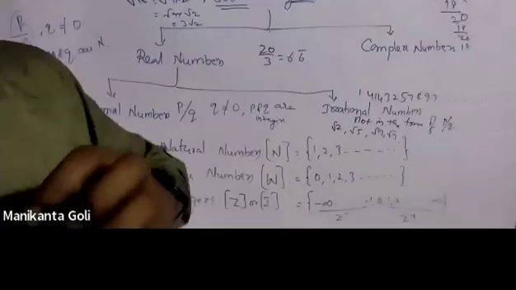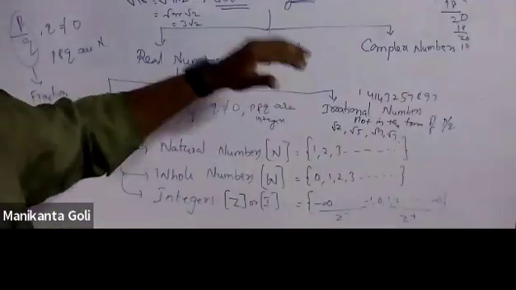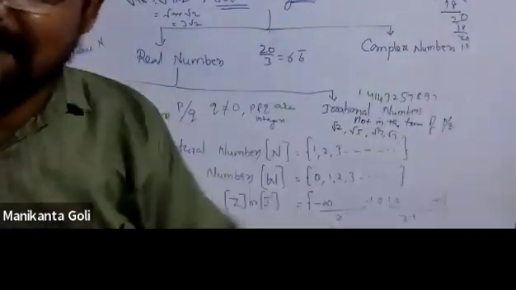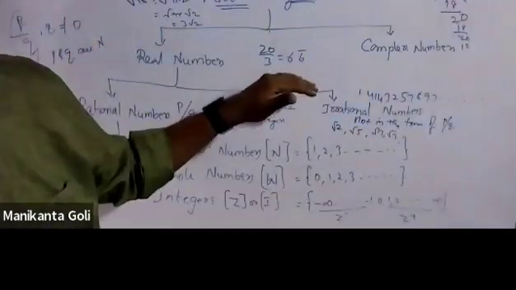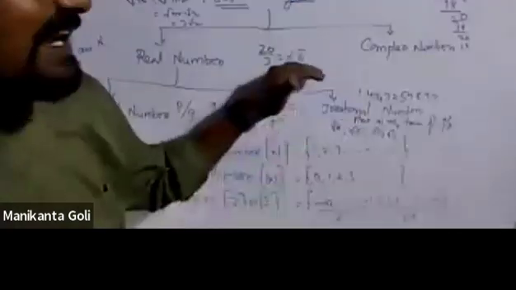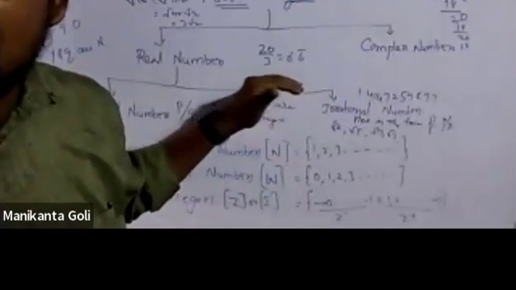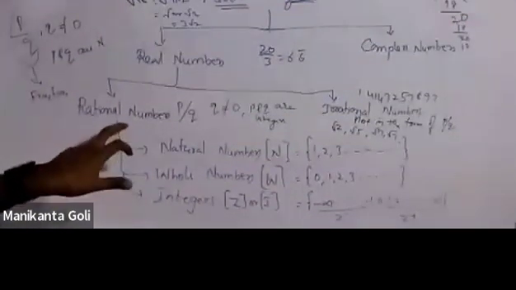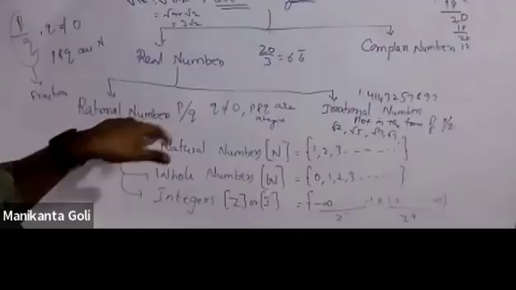6.6 bar. So this is a rational number. Here a repeating pattern is there. This is called a recurring decimal. So 20 by 3 is a rational number.